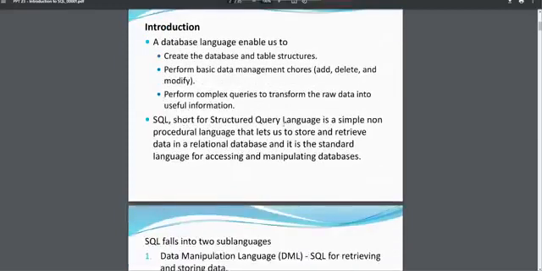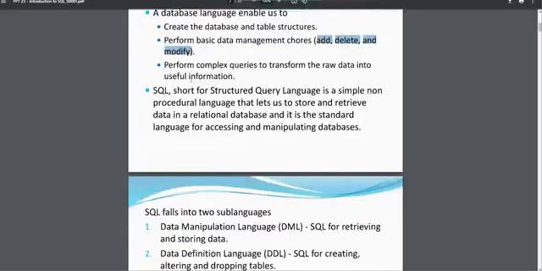So, introduction: database languages enable you to create a database and table structures. Then you should be able to manage that data, right? Manage data means what? Add, delete, modify. So then you have to properly perform these actions. Otherwise, there would be anomalies or those kinds of things. A short structured query, procedure languages, so that kind of things.